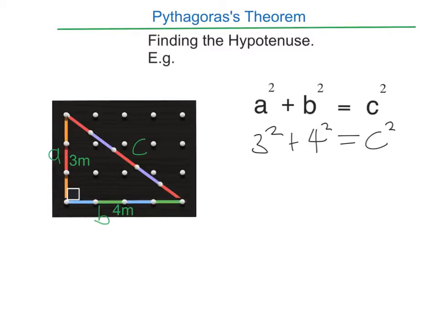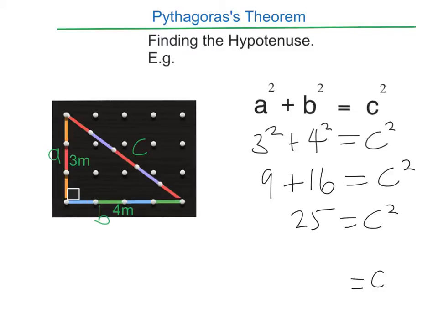So what I do now is I look at what I've got and see if I can solve any of the bits that I know. Well, I know what 3 squared is, that's 9, so I can change that into 9. And I know what 4 squared is, that's 16. Well, I can't do anything with C squared yet, so I'll leave it there. 9 and 16 make 25, so I can write 25 equals C squared.